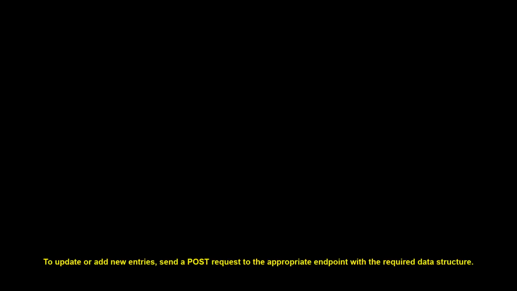To update or add new entries, send a POST request to the appropriate endpoint with the required data structure. Ensure your data structure matches the properties defined in your database. Test your API integration by checking if you can successfully read and write to your Notion database. If there are any errors, review your code and ensure your API requests are correct.